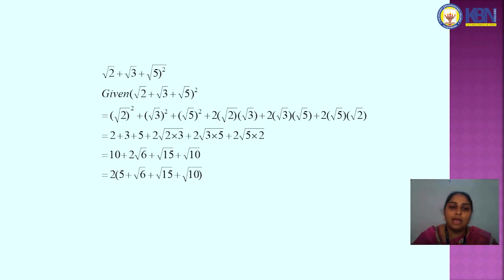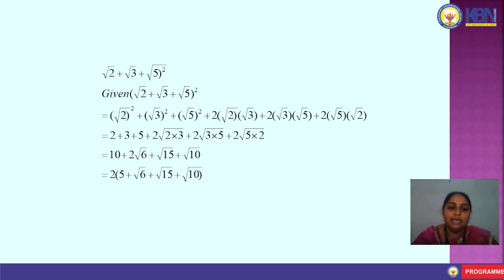Here for the first one we have square root of 2 square, and the result is n-th root of a power n, that is a, so in place of a we have 2. Similarly the second one gives 3, and the third gives 5. The fourth one is 2 into root 2 into root 3. Here we use the formula root a into root b is root ab, then we get square root of 2 into 3, plus similarly 2 into root of 3 into 5, plus 2 into root of 5 into 2.